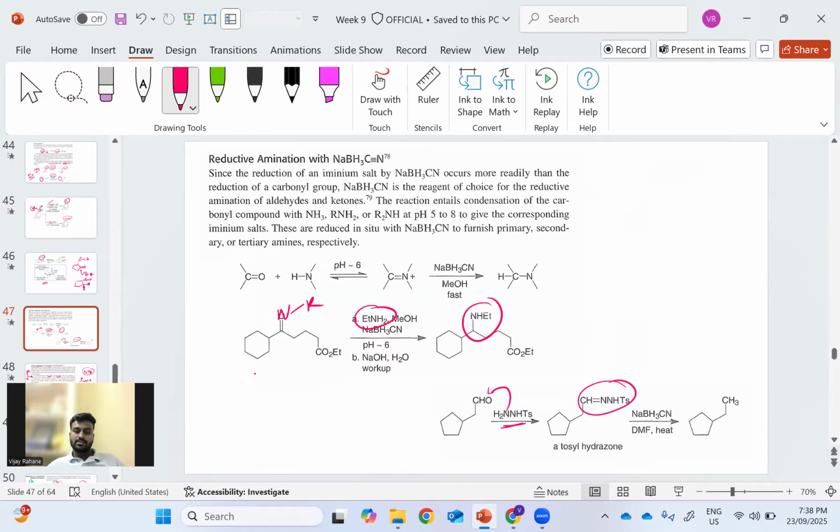So in this case, the tosyl hydrazine is there. In that case, it gives the methyl. So that's some of the exception with this one. Otherwise, generally when we have the imine and we use the sodium cyanoborohydride, we get the amine as a product.